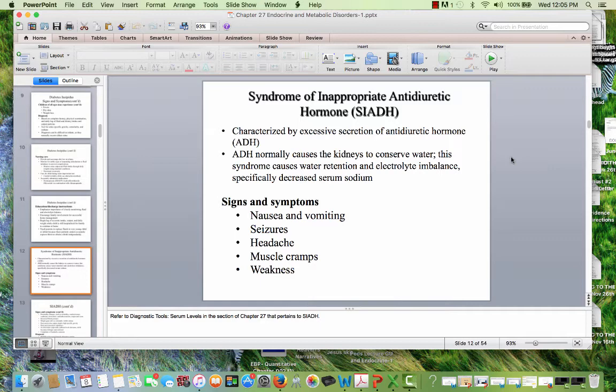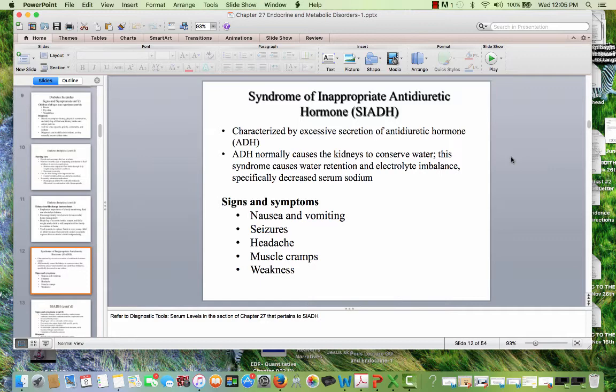The signs and symptoms may have varying degrees of seriousness, but include nausea and vomiting, seizures, headaches, muscle cramps, and weakness. This makes sense since it tends to involve an infection of the central nervous system.